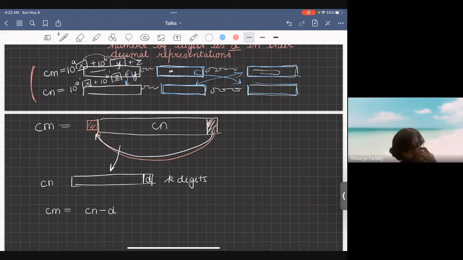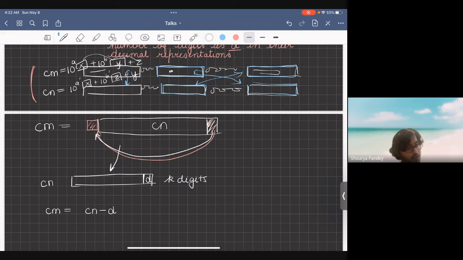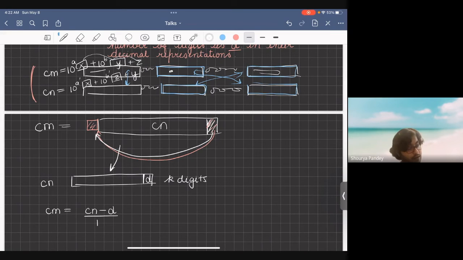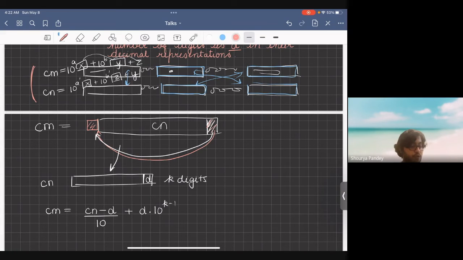You're missing one thing: 10 to the k minus 1. And you'll have to divide this by 10, right? Does this make sense? Yes. So we subtract d, divide by 10, and then put a d in the front. So that's what we're doing here.